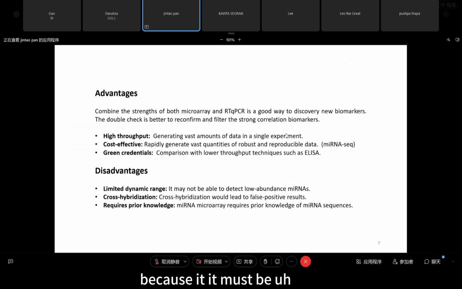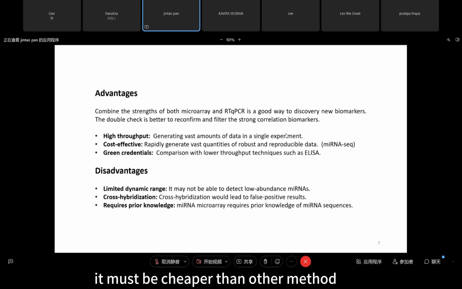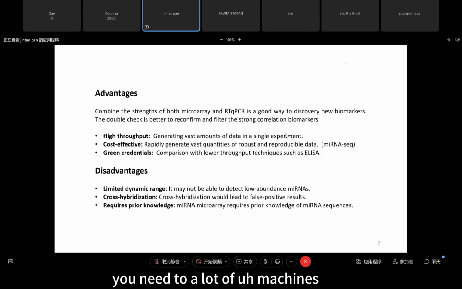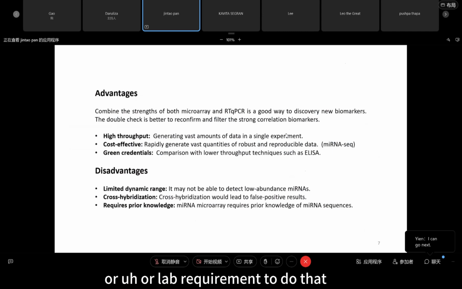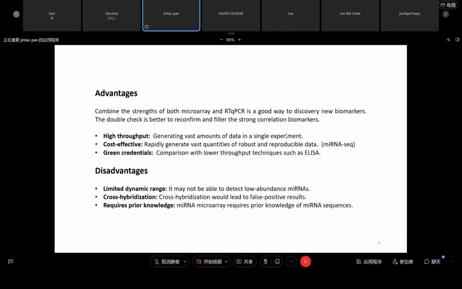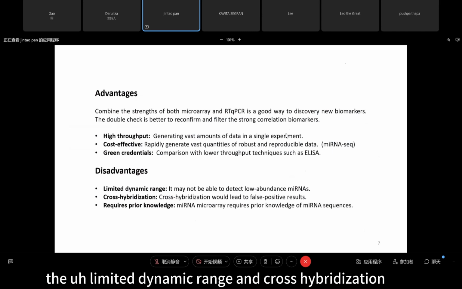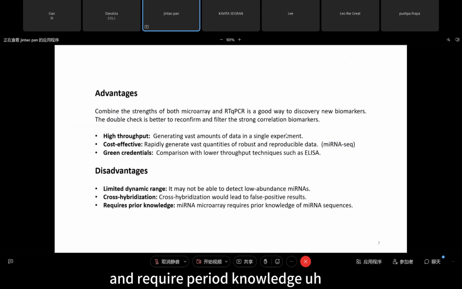Cost effective, because it must be cheaper than other methods like microRNA sequencing. If you want to use microRNA sequencing, you need a lot of machines or lab requirements to do that. The disadvantages are a limited dynamic range, cross hybridization, and the requirement of prior knowledge.